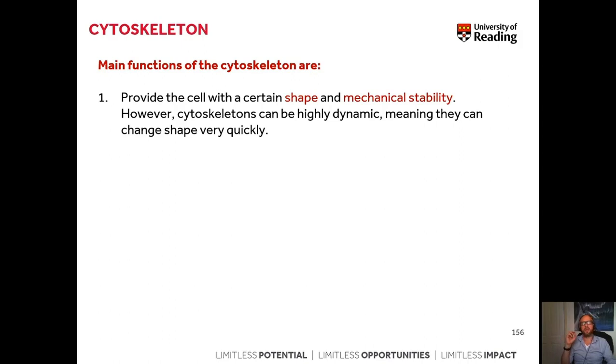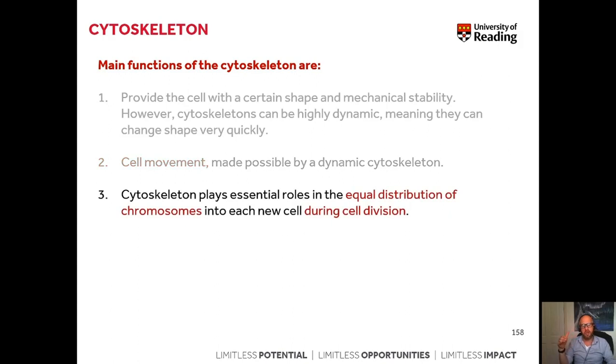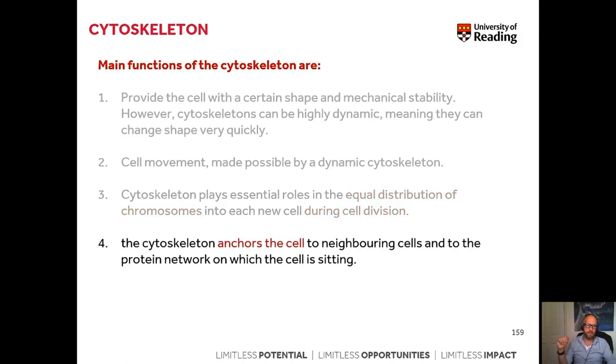This means that they can change shape very quickly, and this happens usually during processes like cell division, but also, say, migration. And this brings me to the next important function of the cytoskeleton. The cytoskeleton is actually critically involved in cell movement, and this is made possible by a dynamic cytoskeleton, so it can be rearranged fairly quickly. During cell division, the cytoskeleton also contributes to equal distribution of chromosomes into each new cell. So the functions of the cytoskeleton are quite diverse.